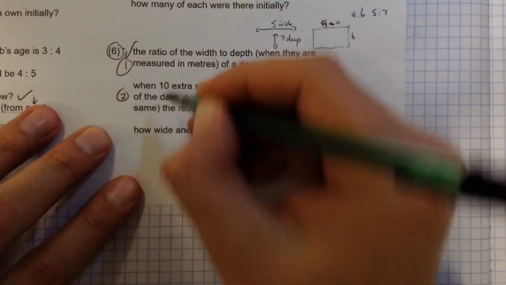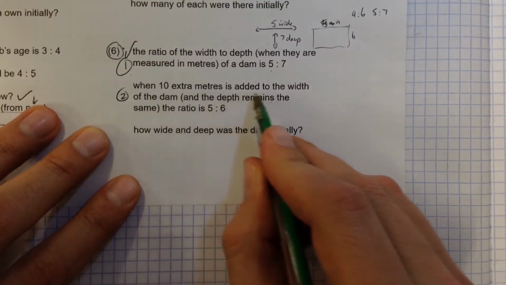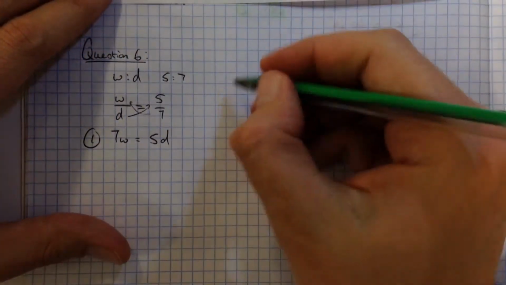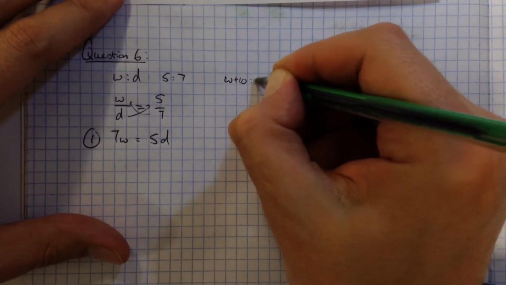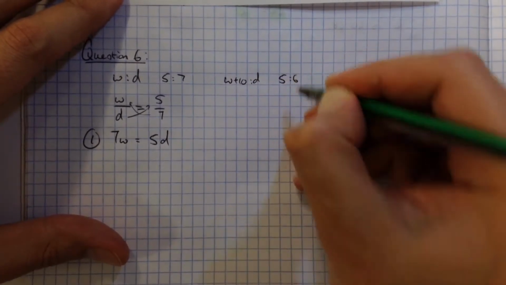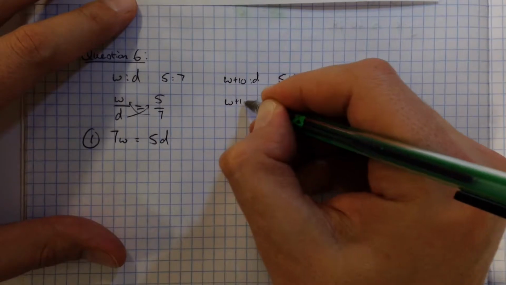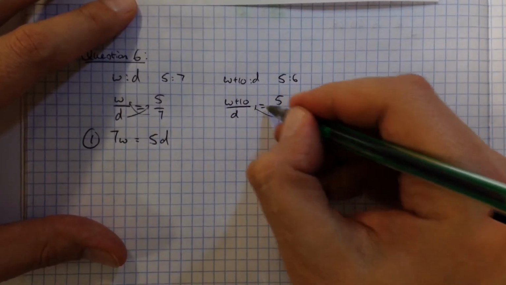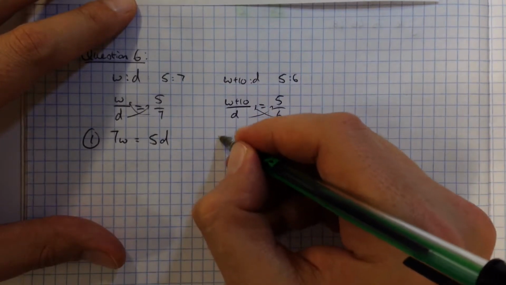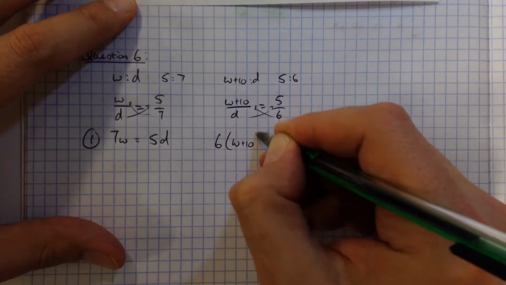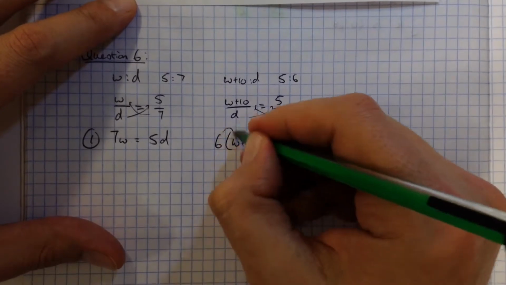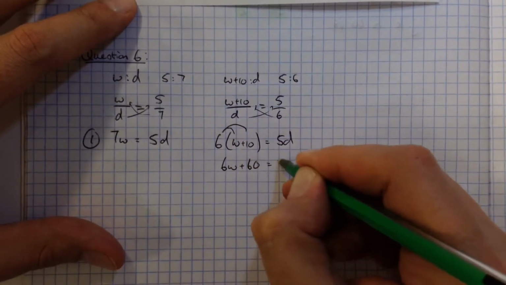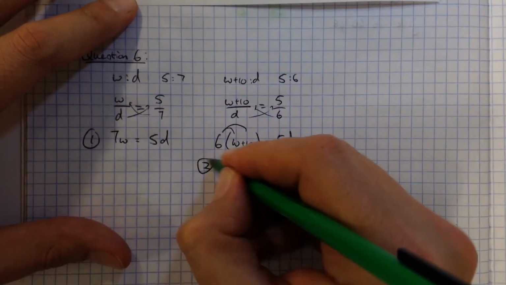So we've done 1. When an extra 10 meters is added to the width of the dam, the ratio is 5 to 6. So w plus 10 to d is 5 to 6. Therefore, w plus 10 over d is equal to 5 over 6. We use the same notation. 6 times (w plus 10) is equal to 5d, so 6w plus 60 is equal to 5d, and that's our second equation.